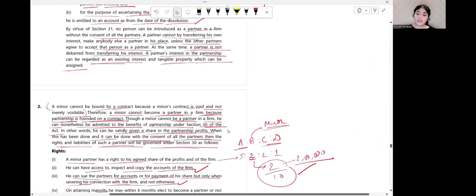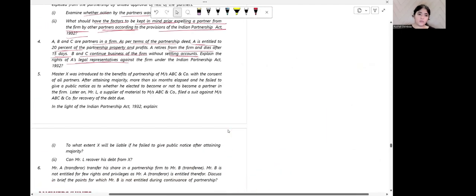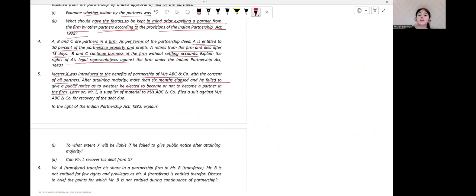Now, this will be again, I guess, on your minor question. Now, Master X was introduced to the benefits of partnership firm of ABC, with the consent of all partners. So X became the partner. He's a minor. Still, he was admitted as partner for the benefits. All the partners have agreed. After attaining majority, more than 6 months elapsed and he failed to give a public notice as to whether he elected to become or not become a partner. So he did not disclose whether he will be a partner or not.